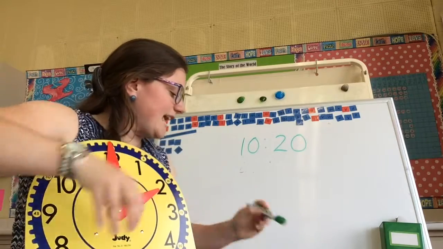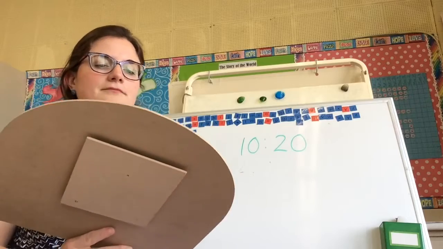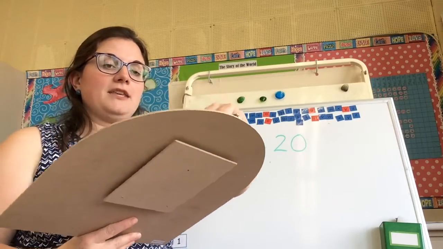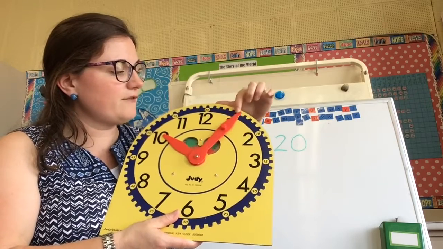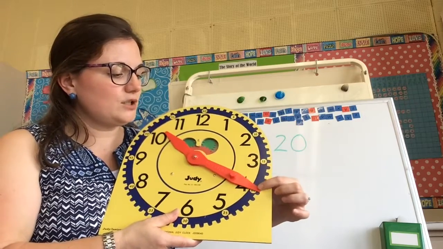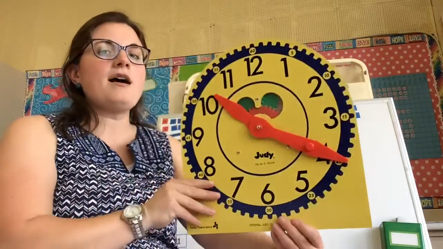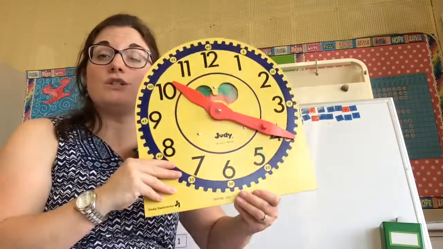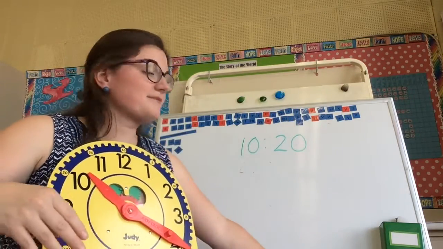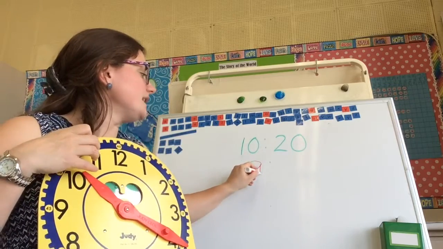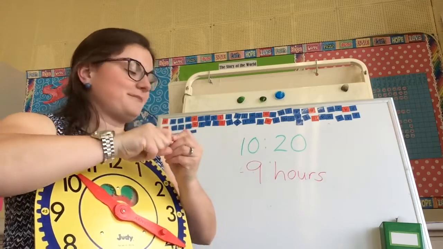So the hour is 10, so if you want to get back to 10 o'clock, okay, and I said 10:20, so count by 5s. 5, 10, 15, 20. So we've got 10:20. Now, I'm going to tell you that your dad is going to go to work for 9 hours. What time would he get home if he's going to go to work for 9 hours?